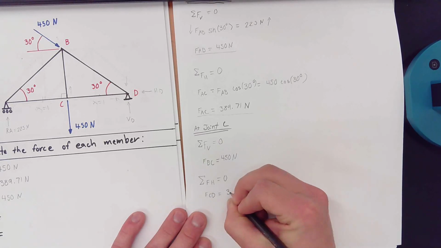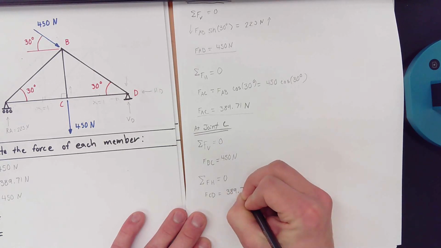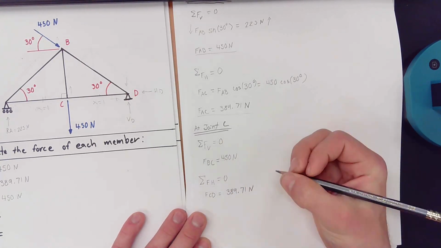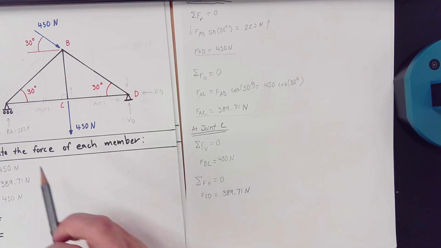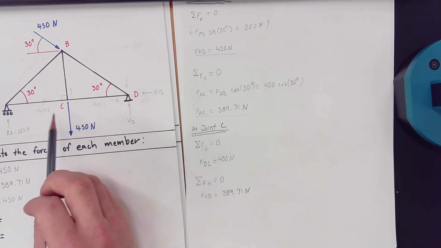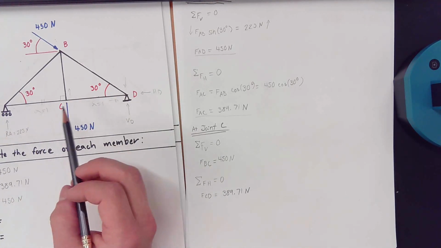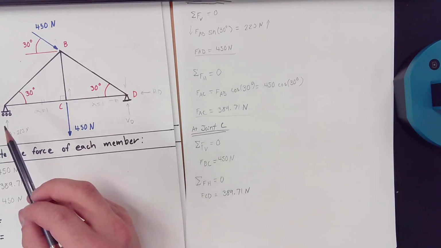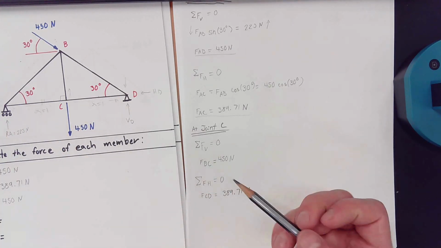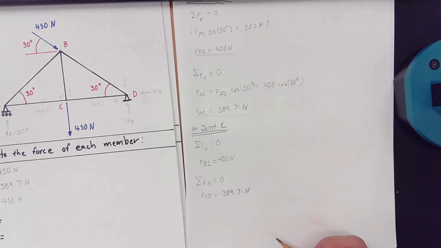So 389.71 newtons. At this point, if you have equal and opposite sides, there's not a whole lot more to calculate. You just need to know that it's the same and the forces are the same. So that's at joint C.